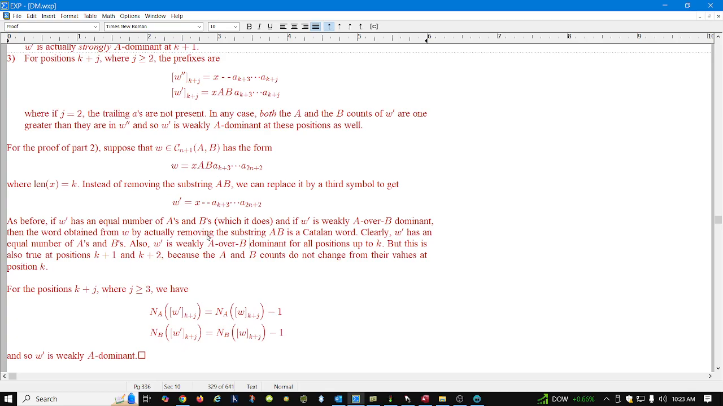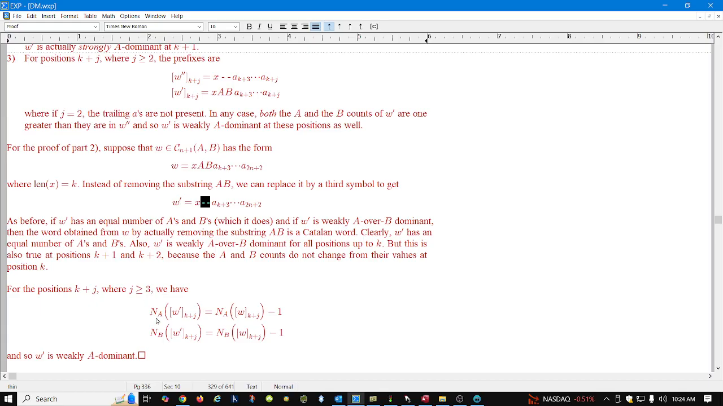For all positions up to K. But this is also true at positions K plus 1 and K plus 2, which are these two positions, because the A and B counts haven't changed from their values at position K, so they still have the same relative sizes. All we have to look at then are the positions K plus J, where J is at least 3.